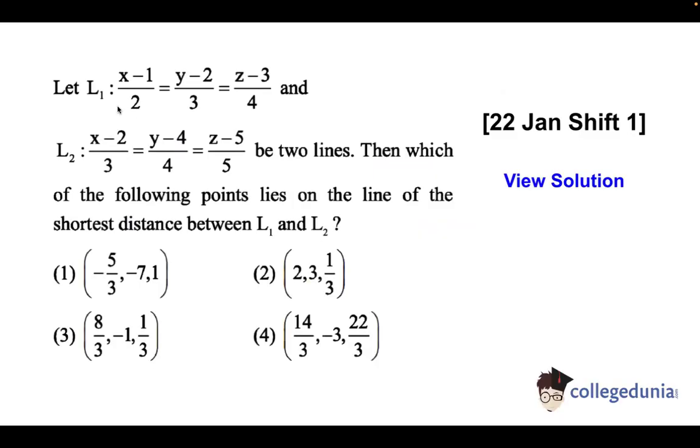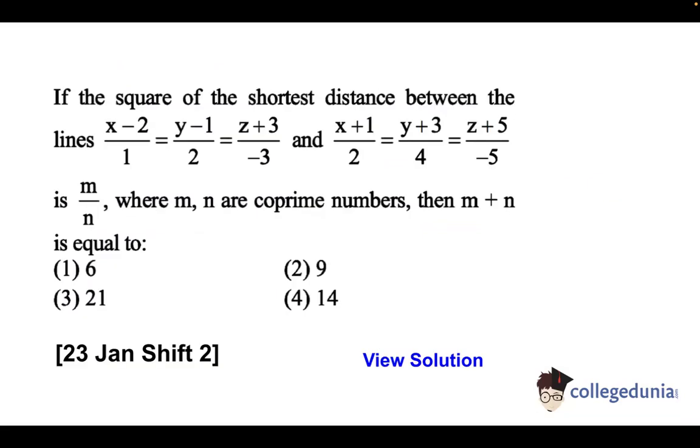This is the first question. Just observe the pattern carefully. The equations of two lines are given, and then you are asked about the point which lies on these lines, and it should have the shorter distance from both these lines. See again, the equations of these two lines are given, and a condition about the square of the shorter distance is given, and you need to find the value of m plus n.